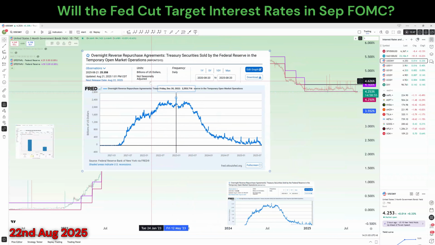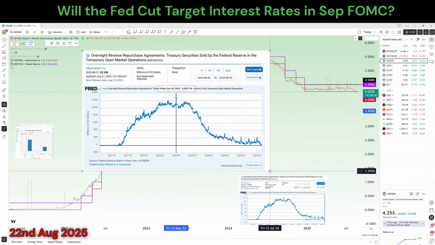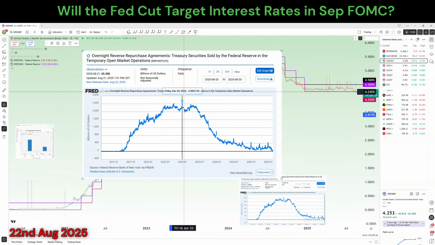So you can search for this. This is the actual website from the Federal Reserve Bank of New York. I have two screenshots over here. I'll show you this one first. Here you see this is the peak, the end of 2022, December 30th, 2022. There is 2.5 trillion worth of cash in the Fed.